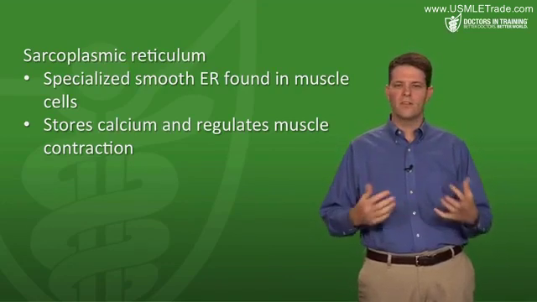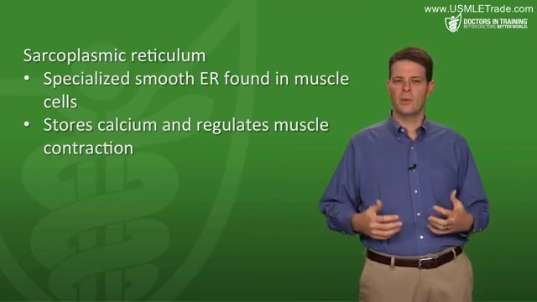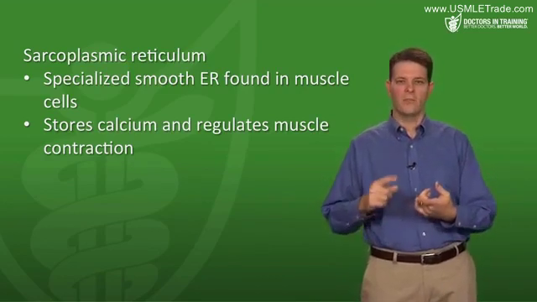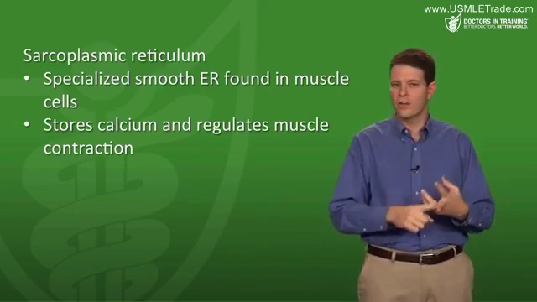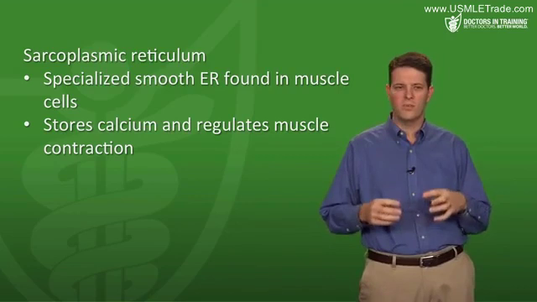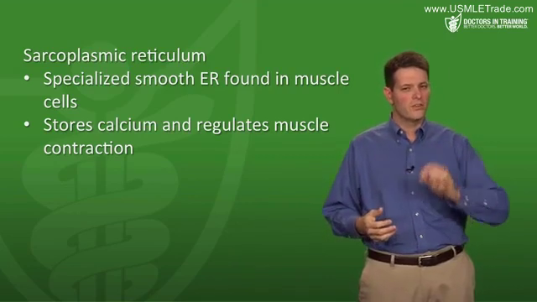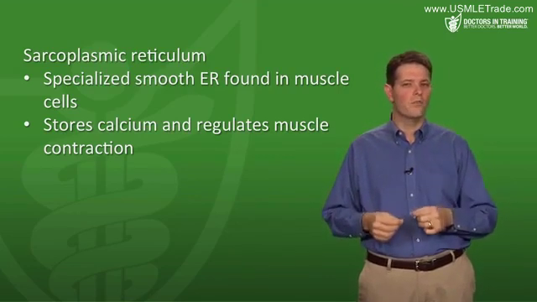Calcium is one of the most important substances in the cell. Calcium is generally what makes things happen. Calcium allows muscle to contract. It triggers exocytosis of secretory products like neurotransmitters and hormones. So calcium balance within the cell is incredibly important, and the sarcoplasmic reticulum is an integral part of maintaining that proper calcium balance.